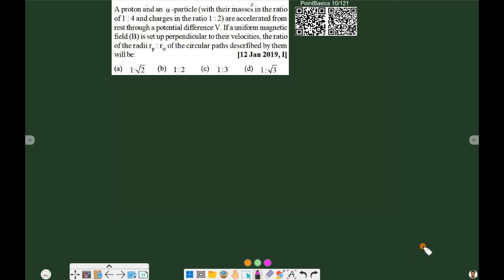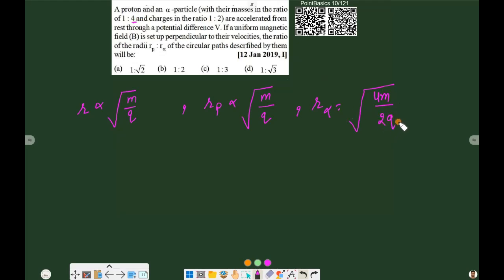We had a power cut, so our previous slide was gone, but we got up to here: radius is proportional to root of mass by charge. So now let's write this formula for both proton and alpha particle. For proton we will have, assuming its mass is m and charge is q, and for alpha particle we will have its mass 4m, 4 times the mass of proton, and its charge twice the charge of proton.